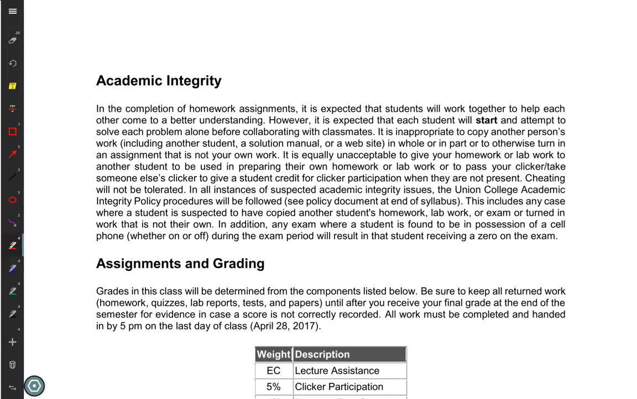So what happens if you get caught in one of these things? Hopefully not a single person does. If you do, we have a Union College Academic Integrity Committee, which unfortunately I'm on. If one of my students is involved, I am removed from the committee and somebody else takes my place, and they will deal with the situation. The last page of your syllabus actually has the academic integrity policy, and you should have it in every class's syllabus.